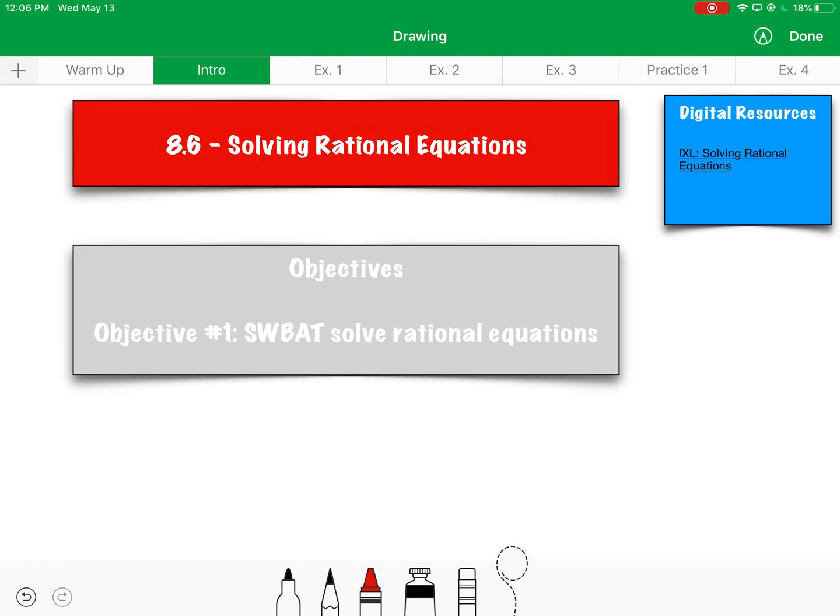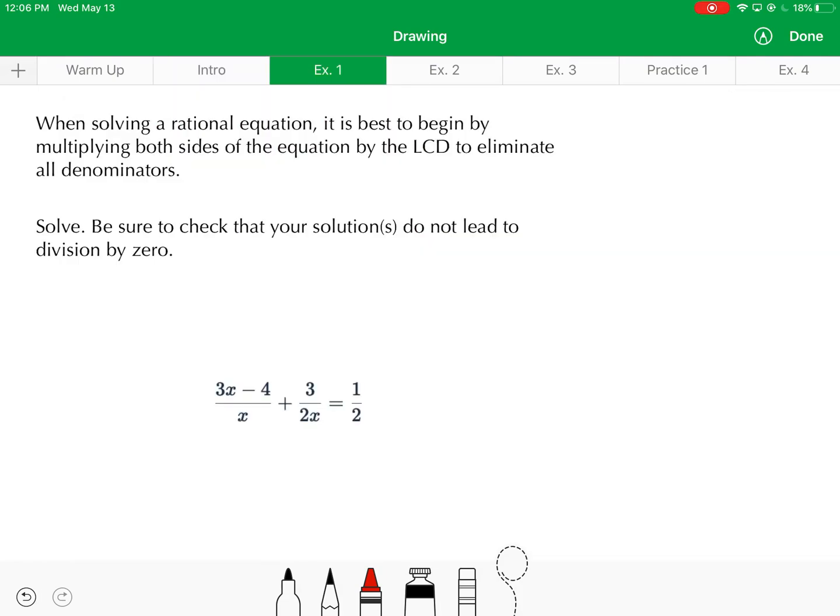Okay, basically that means we're solving equations that have several fractions within them. All right, now there's a couple ways you can do this, but I think the best way is to begin by multiplying both sides of the equation by the least common denominator. Doing so will eliminate all of your denominators, and therefore you won't be working with fractions anymore.